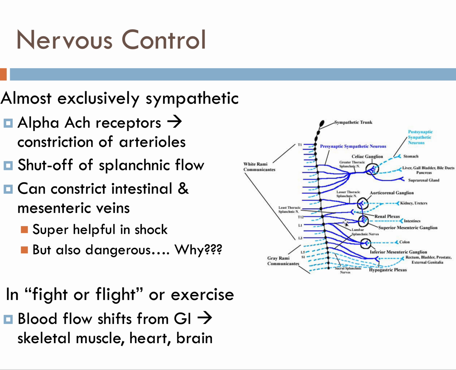And so it helps shut off splanchnic flow so that we can shunt blood flow to other places. So that's really helpful. It's also helpful in shock. If you lose blood flow to your brain or other organs, the sympathetic nervous system can come on and shut off any blood flow to the splanchnic areas. But if we think about this, this could also be dangerous. And I want you to think about why that is.